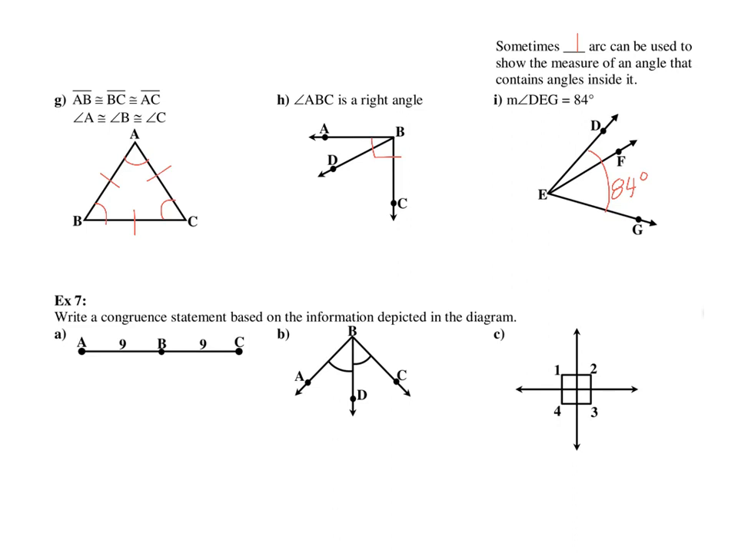Example 7, write a congruent statement based on the information depicted in the diagram. Now both of these segments have the same length, so I would say segment AB is congruent to segment BC.